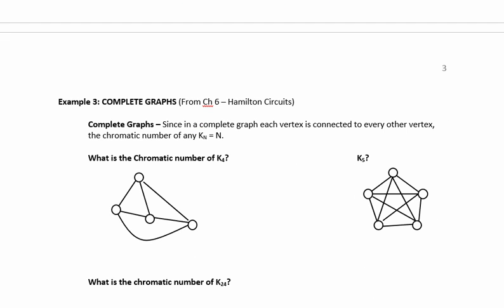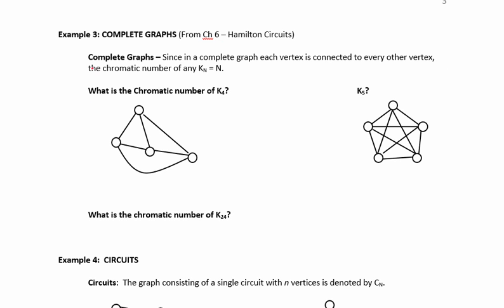Okay, now we already talked about complete graphs in our last chapter. You were very excited about that. Remember that a complete graph means every vertex is connected to every other vertex. So here's a complete graph, K sub 4. Here's a complete graph, K sub 5. Okay, so every vertex is connected. And the interesting thing about a complete graph is that because each vertex is connected to every other vertex, it basically means that each vertex has to be a different color. So the chromatic number is the same as the number of vertices.